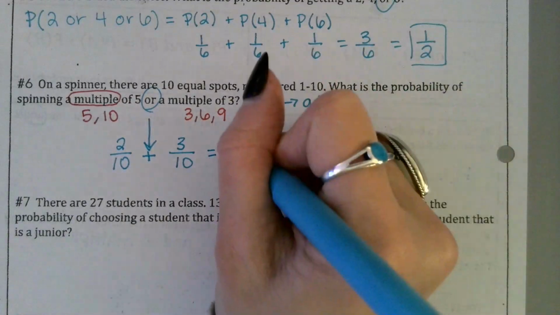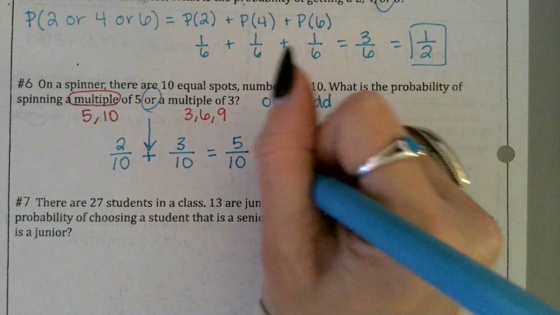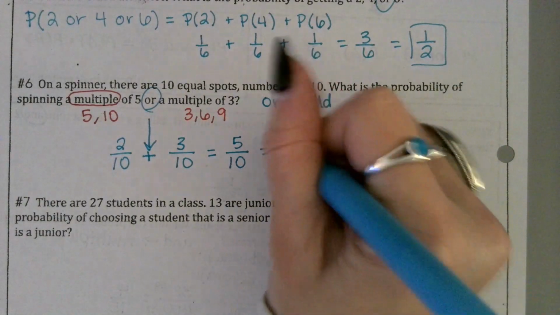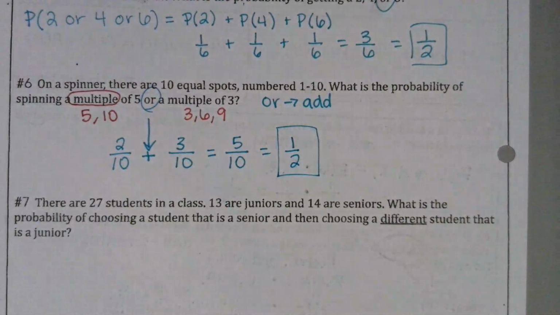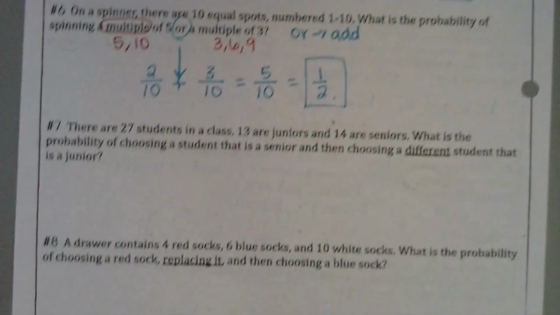So when I add those together, I get 5 out of 10, or 1/2. So on a spinner with the numbers 1 through 10, the probability of spinning a multiple of 5 or a multiple of 3 is 1/2, because half of them fit that criteria. Okay. We're getting good. These are good.